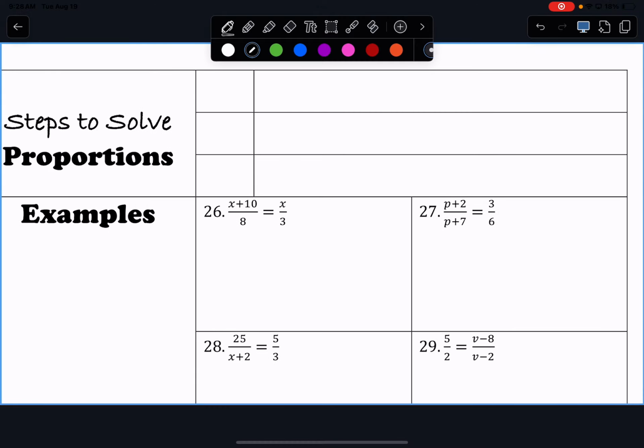All right, so a proportion. The best way to think about a proportion is two ratios that equal each other, okay? Or we can think about it as two fractions that equal each other. So an example of a proportion is if I have 1/2 is equal to 2/4. That is a proportion. Okay, so we're going to look at solving equations with proportions.